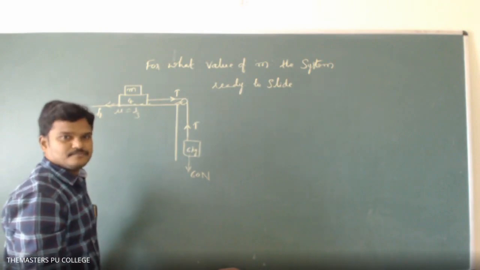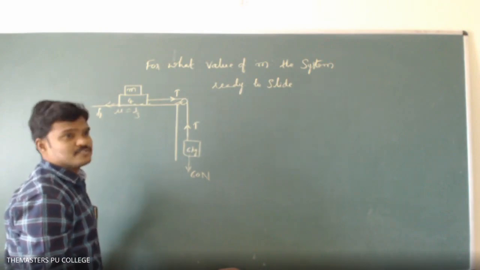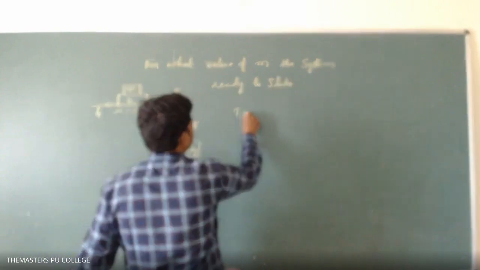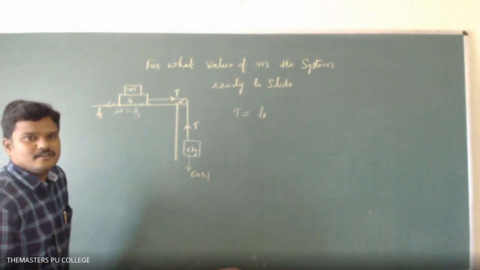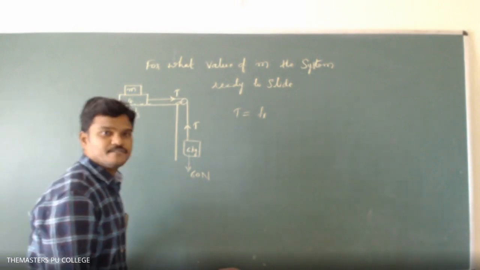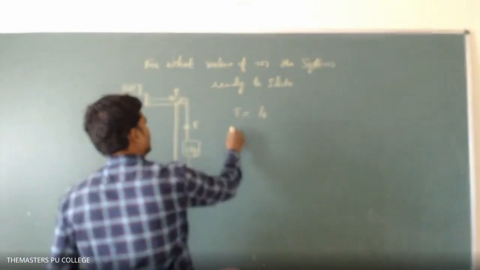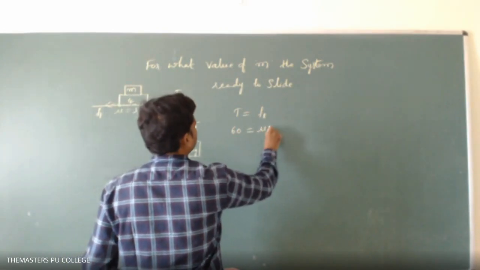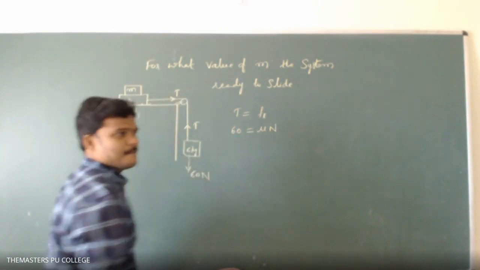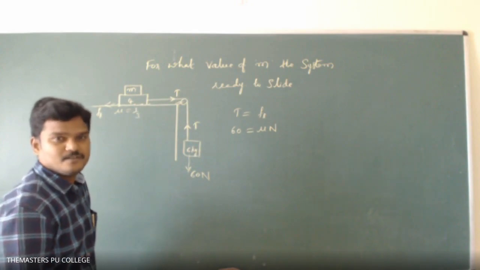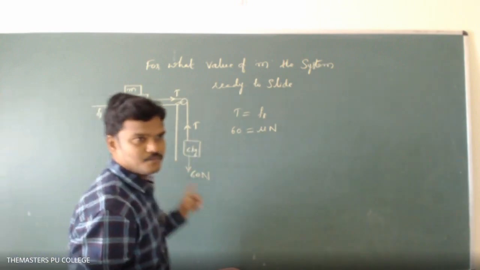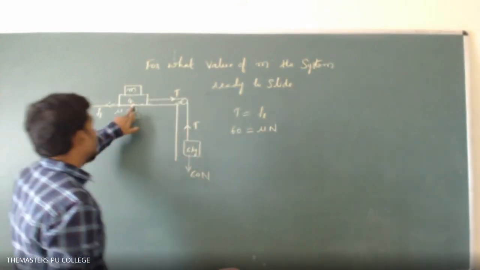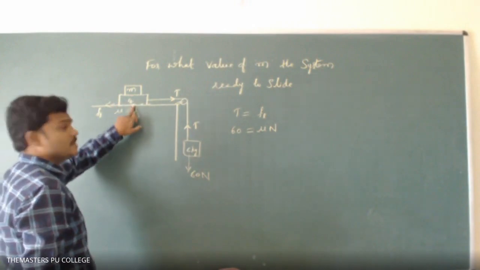So when the system is ready to slide, I balance T with FL. Is the condition T equal to FL correct? Yes. How much is T? 60. FL is nothing but mu N. What is this N? You know how to find the N value at this point. Tell me, what is the N value here?